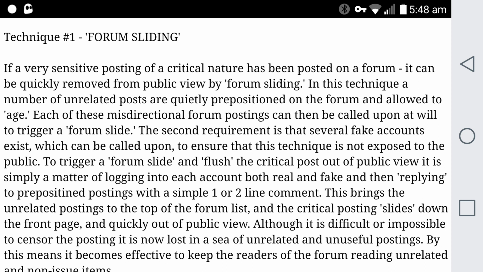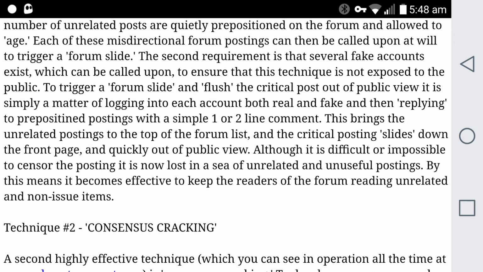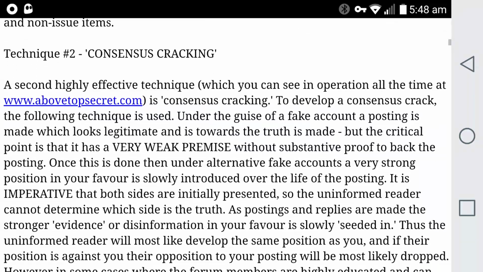To trigger a forum slide and flush the critical post out of public view, it is simply a matter of logging into each account, both real and fake, and then replying to reposition postings with a simple 1 or 2 line comment. This brings the unrelated posting to the top of the forum list, and the critical posting slides down the front page and quickly out of public view. Although it is difficult or impossible to censor the posting, it is now lost in a sea of unrelated and unuseful postings. By this means, it becomes effective to keep the readers of the forum reading unrelated and non-issue items. Well, we see that a lot anyway, so that's one thing.